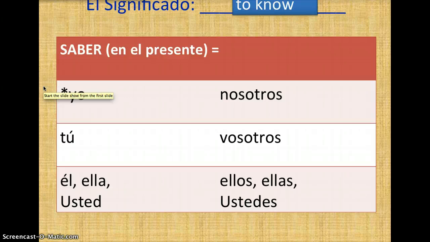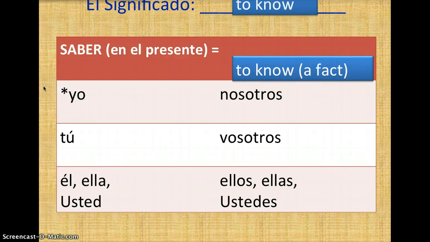El significado, both of them mean to know. Saber, more specifically, to know a fact. Estas son las formas. These are the forms of saber. Notice the yo form has a star next to it. That is because it is a little bit weird.